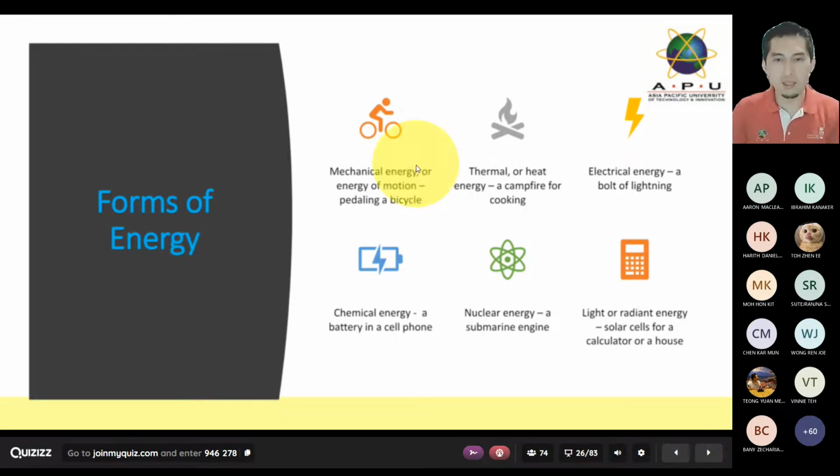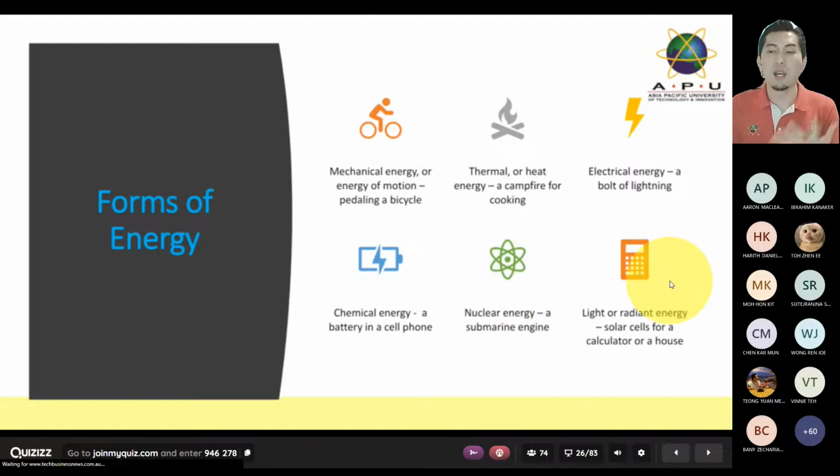So you see mechanical, obviously, that comes from kinetic energy and movement. You see thermal, which is also another source of energy, electrical energy, chemical, which is what most of our batteries are made of, nuclear energy, as well as light. Yeah. So in general, you will always find these different forms of energy in place.